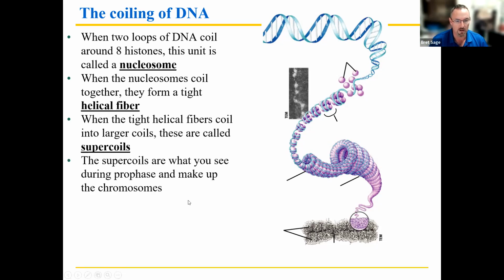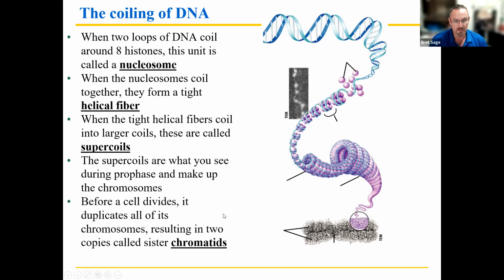The supercoils are what you see during prophase and make up the chromosomes. So these are the purple spaghetti. If you guys saw that earlier, what looks like purple spaghetti, that's this. And then they coil up into these chromosomes when it's actually time to separate them. Before a cell divides, it duplicates all of its chromosomes, resulting in 2 copies called sister chromatids. So let me put the labels in.